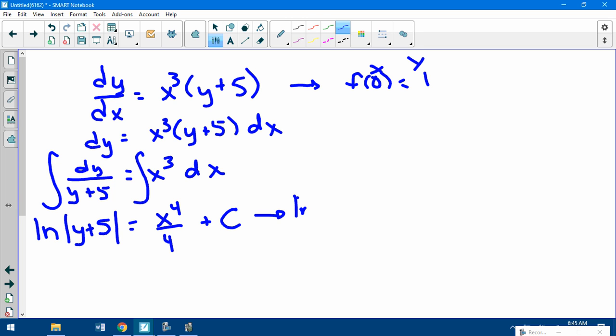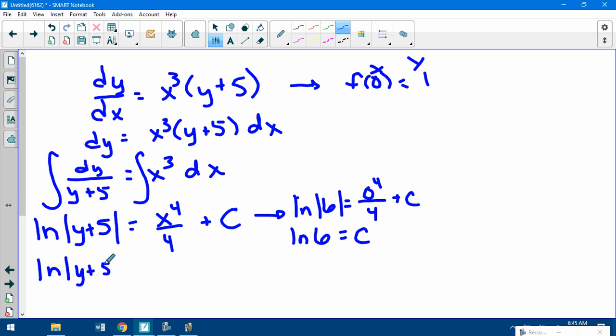So ln of the absolute value of 6 equals 0 over 4 plus c. Here I can drop the absolute value because ln of the absolute value of 6 is just the same as ln of 6 equals c. Okay, so plug that in. I have ln of the absolute value of y plus 5 equals x to the fourth over 4 plus ln of 6.